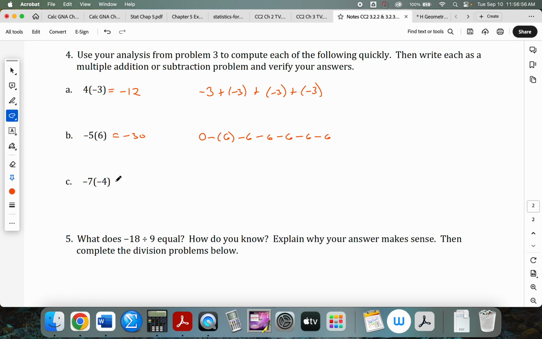All right, and then the last one, anyone? 28. I'm subtracting negative 4 7 times. And as I've kept saying, subtracting negativeness is the same as adding positiveness.